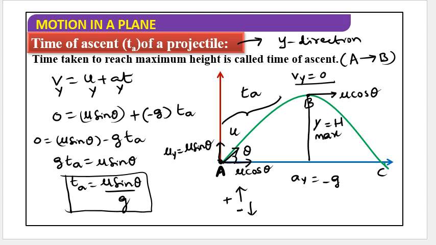Time of ascent means time taken to reach maximum height. That means A to B. So in short form, we can easily remember this one. Here u sin theta is nothing but the initial vertical component of velocity. Simply in the place of u sin theta, you can write uy by g. So this is time of ascent.